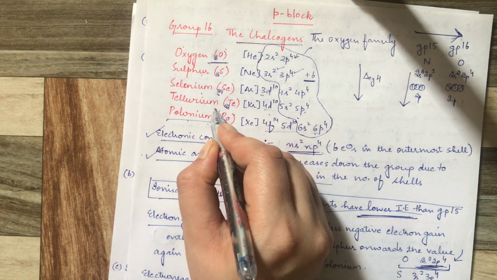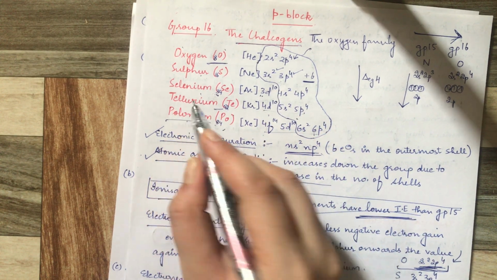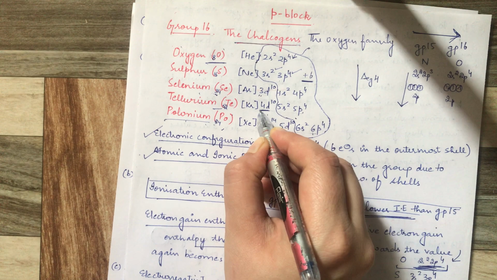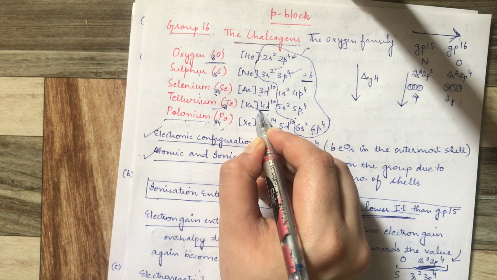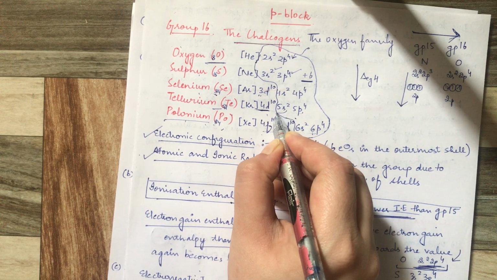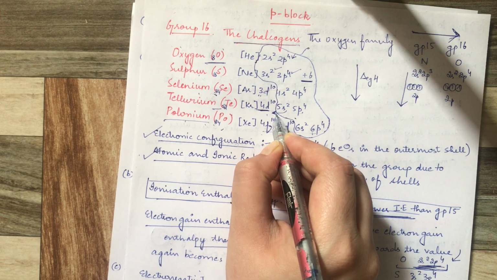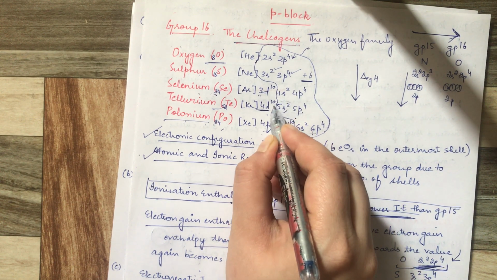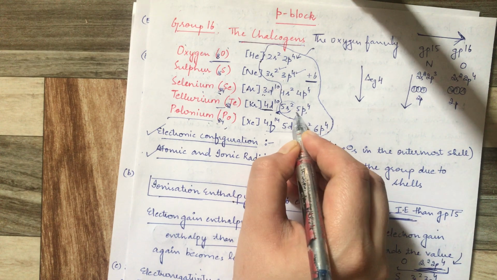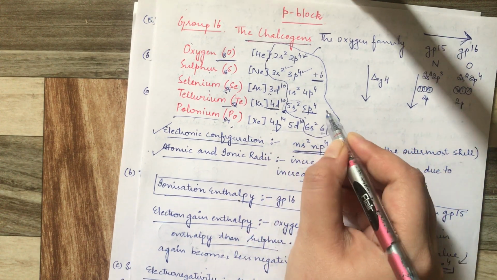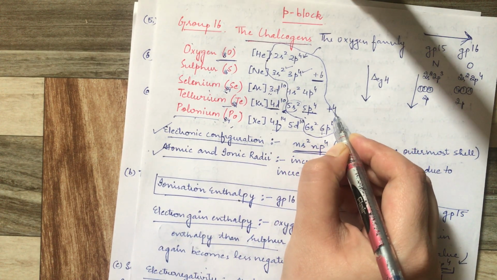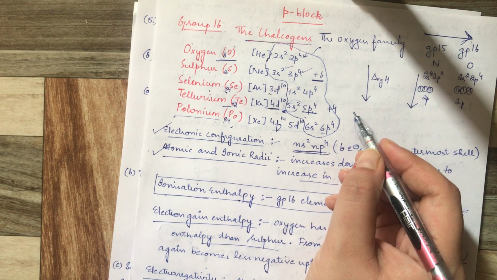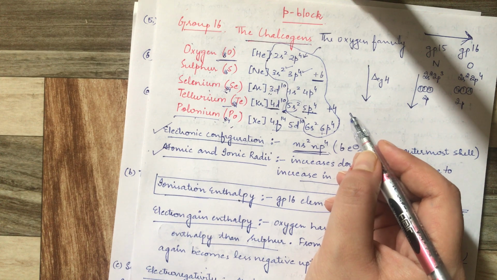Now if I talk about tellurium, due to the poor shielding effect of the 4d electrons, the s electrons are strongly attracted towards the nucleus, due to which they will not participate in bonding. Only the p electrons will be left. Hence its stable oxidation state is +4, and this effect is called the inert pair effect, which we have done very thoroughly in class 11.